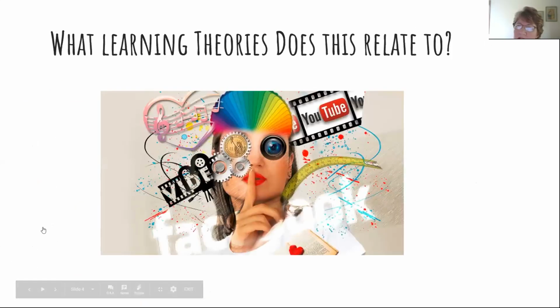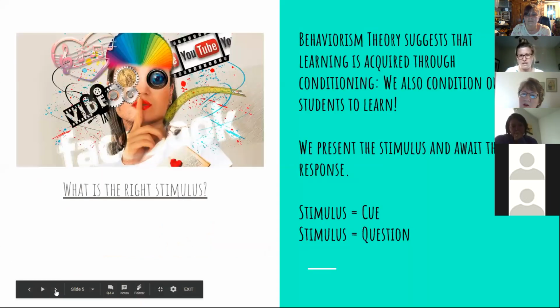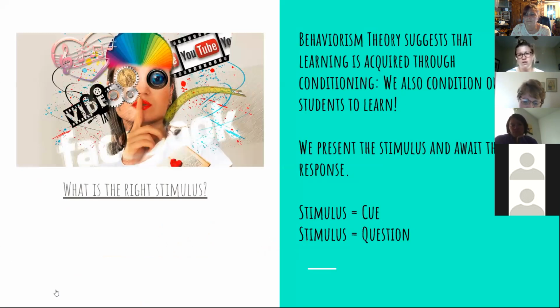So what learning theories does this relate to? Next slide. The behaviorism theory suggests that learning is acquired through conditioning, and we as teachers try to find the stimulus that will elicit the learning that we anticipate, and we repeat the stimuli in forms of routines, making the result of the learning environment more predictable. So learning and behavior changes can be a product of reinforcement, and these strategies do that for us.